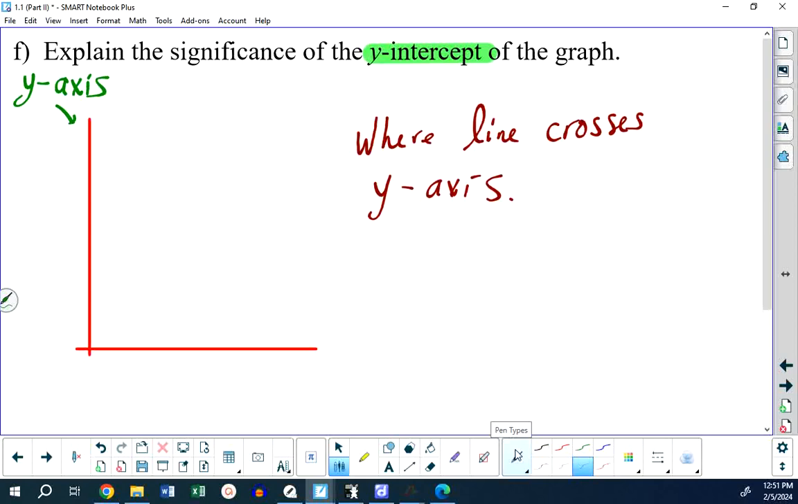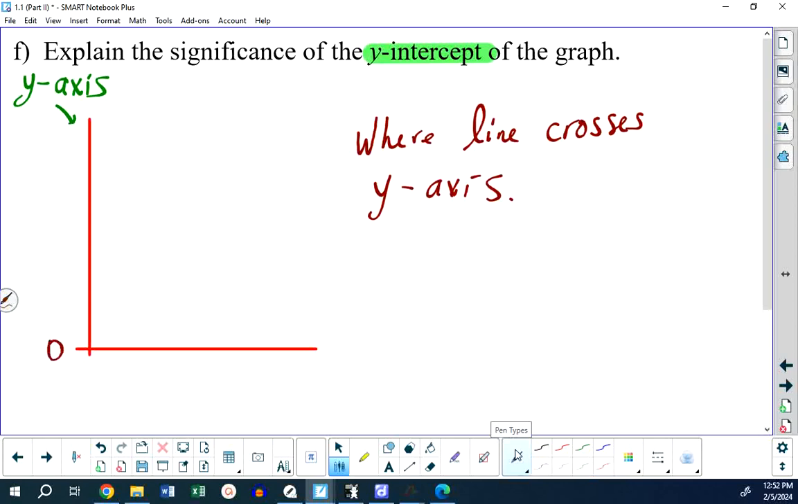So look at your graph, please. What is the y-intercept? Where does your graph cross the y-axis, Ryan? In other words, what number is it at on the y-axis where the line touches it? Is it at 100? Is it at 200? Is it at 25? Where is it? 0.